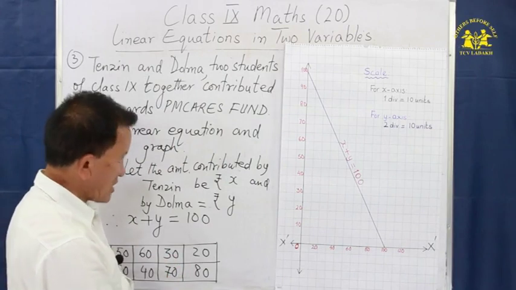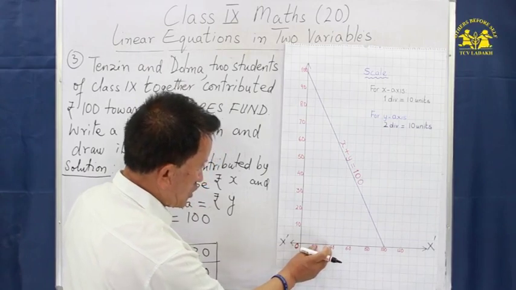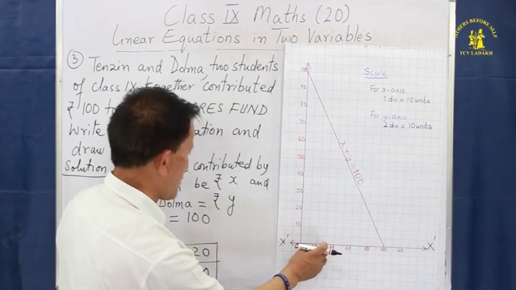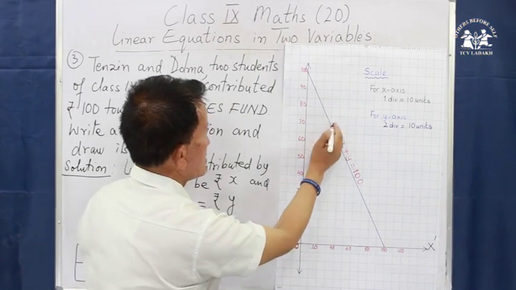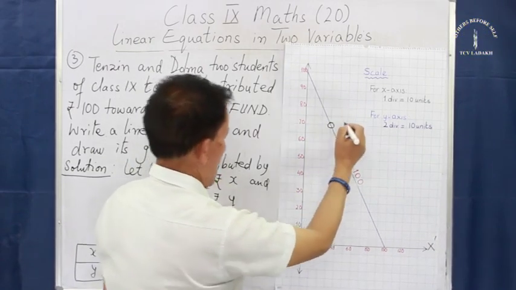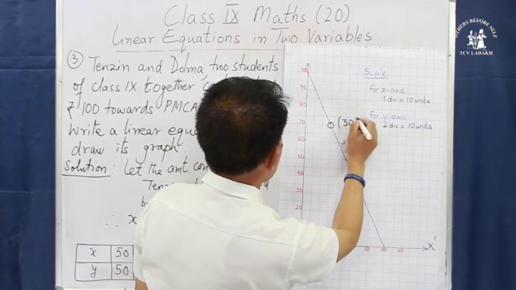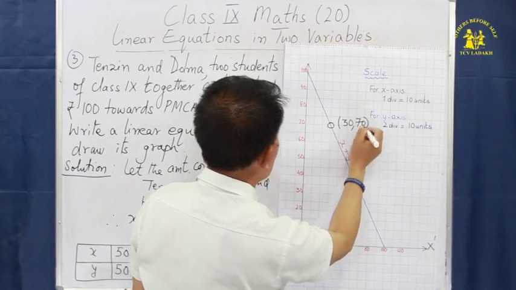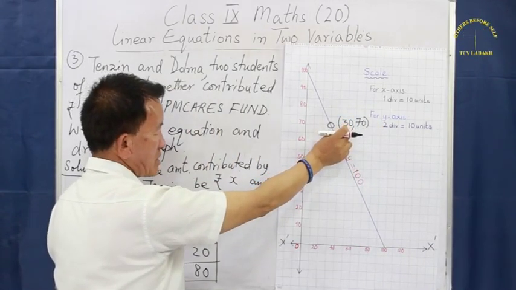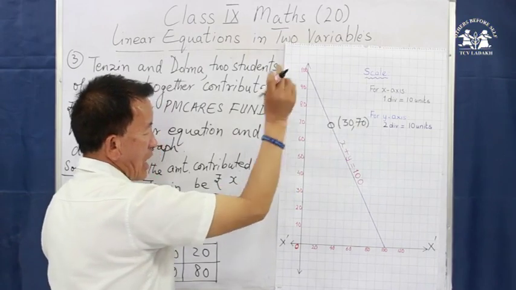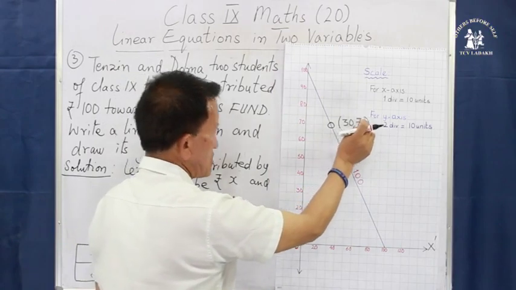So let's check some of them. Let's say 30 and 70. X is 30. 30 is here in between 20 and 40. 30 and 70, right. You go up and up, up. Yes. Here. X is 30. Y is 70. That means the amount contributed by Tenzin is rupees 30, and correspondingly the amount contributed by Dalma is 70.